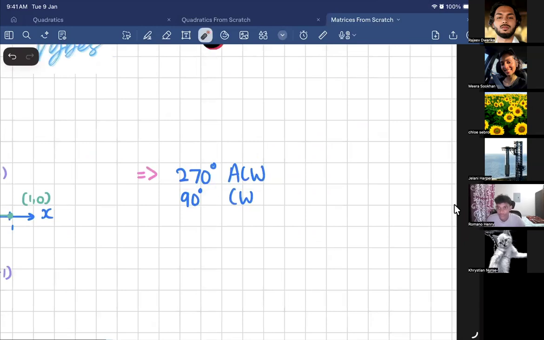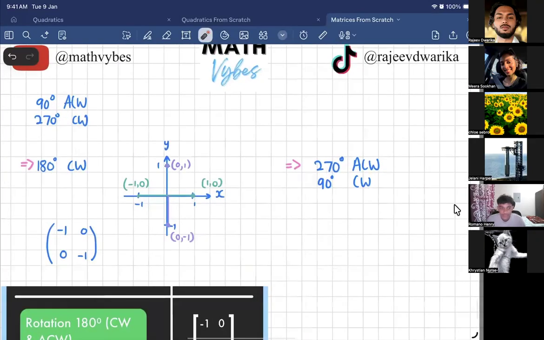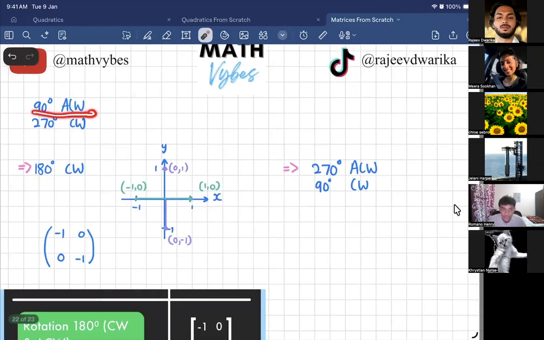Who would have thunk it? 180 degrees clockwise is the same thing as 180 degrees anti-clockwise. 90 degrees anti-clockwise is just 270 degrees clockwise.